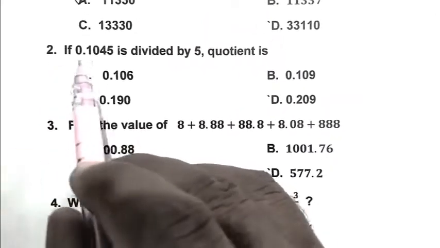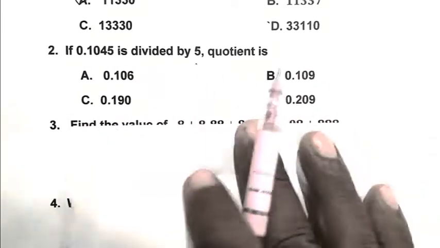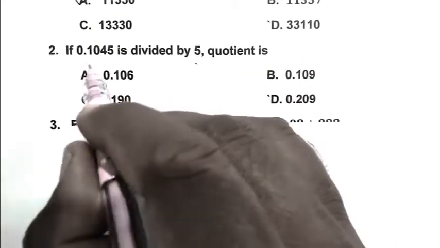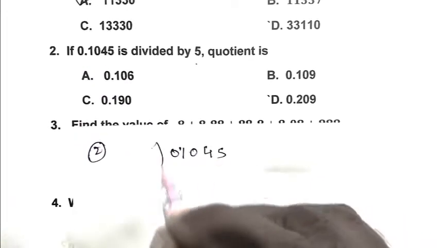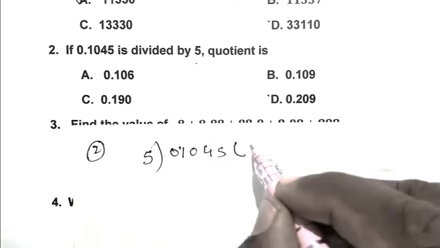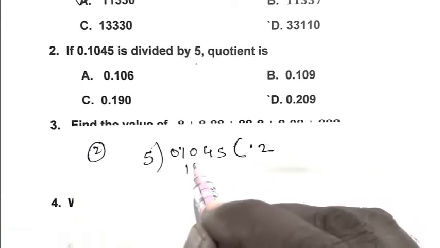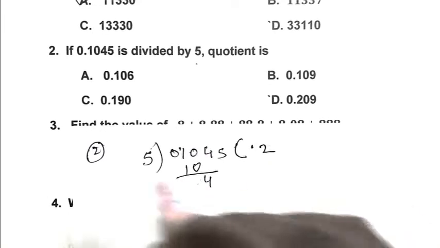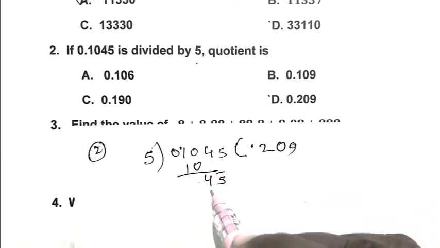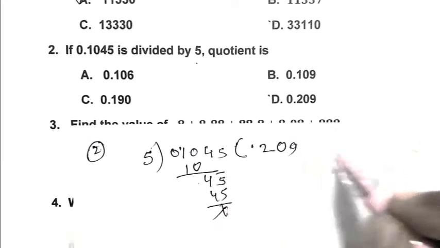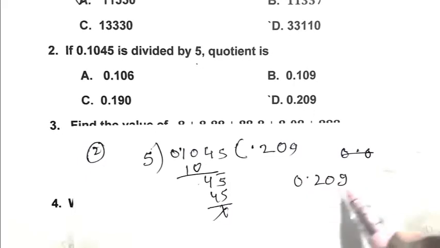Question number 2. If 0.1045 is divided by 5, quotient is. So friend, we divide 0.1045 by 5. We get first point. After this 2, 10, 4, this is small number, so we have to put 0 over there. After that 5, so 9, 45. So quotient is 0.209.